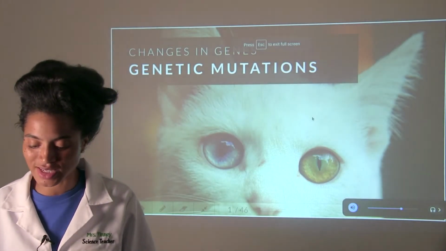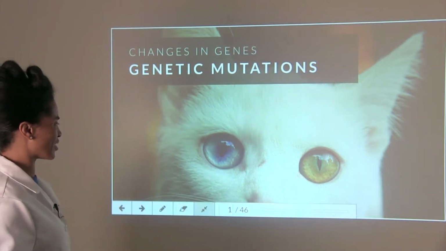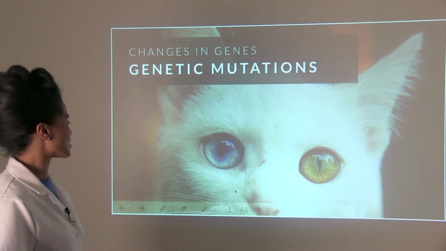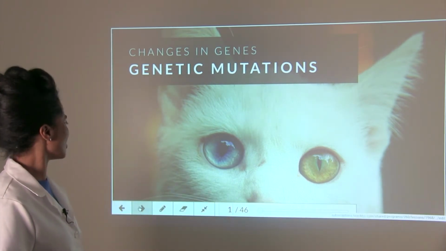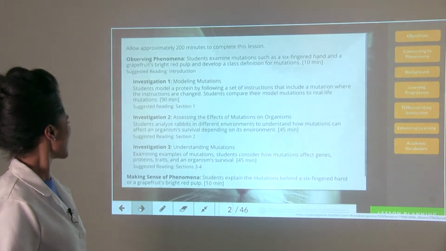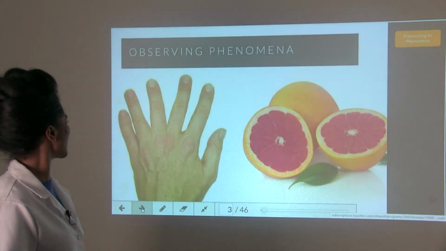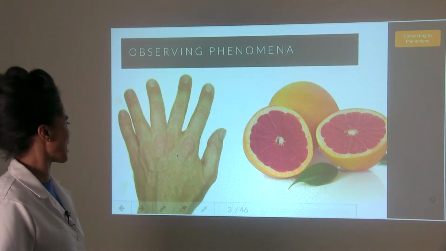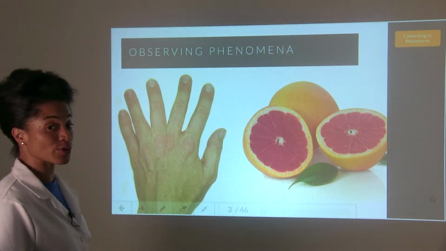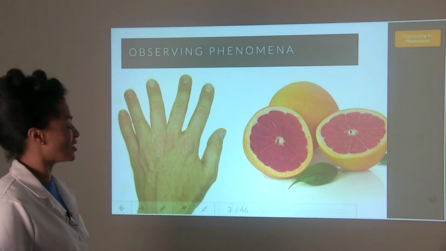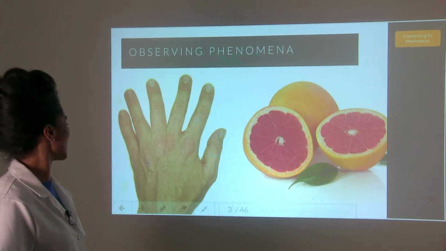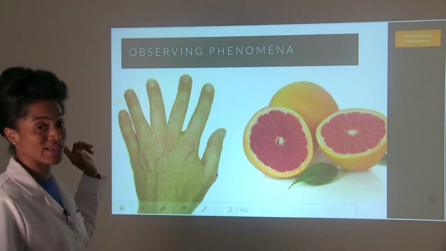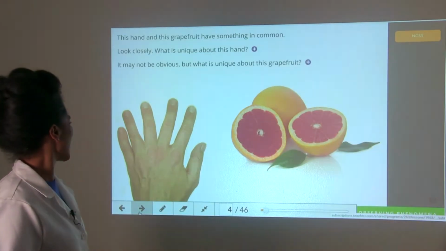So here we can see there's something a little different about this cat. Do you notice? Such a cute cat. Oh, so cute. All right, so we want to take a look here. Something a little different about this hand, as well as this fruit. And that is what we're going to get into in this lesson. All right, this really happens. It really happens, yes.